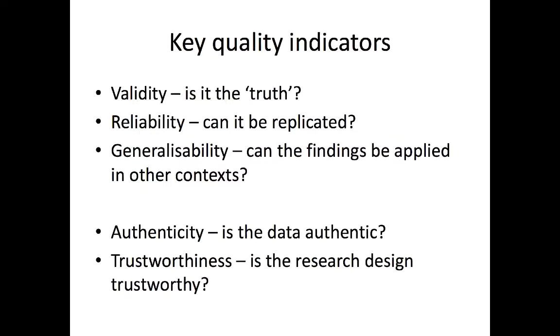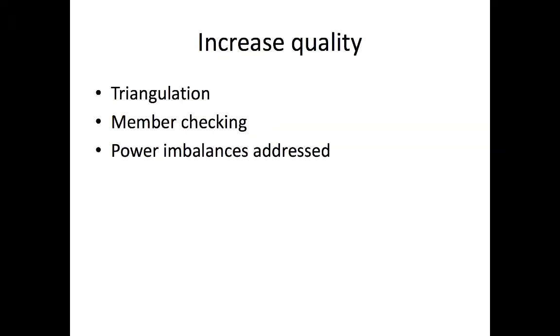Three things you might like to consider to increase quality. The first one is triangulation. Again, this is a slightly problematic word because it is used to have fairly different meanings in more hypothesis-based research compared to research question, open-ended qualitative research.